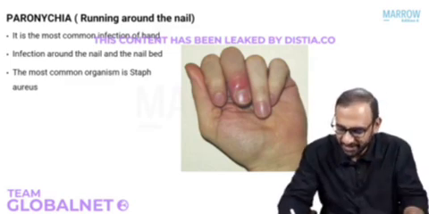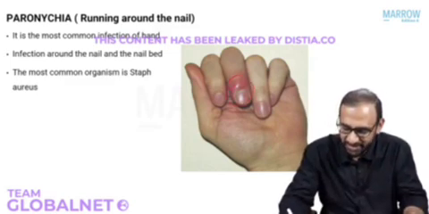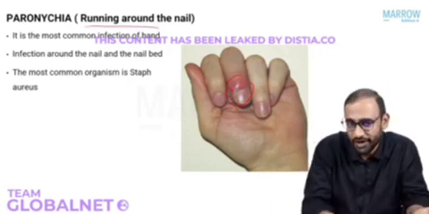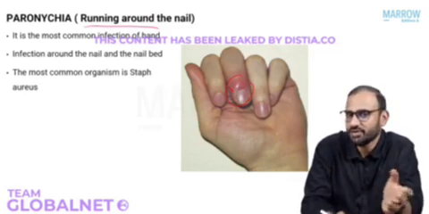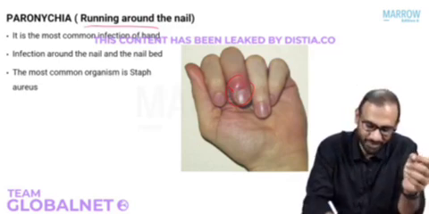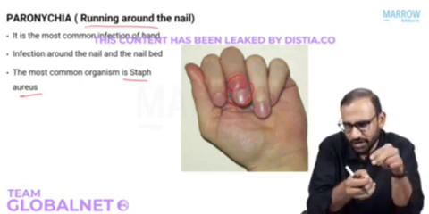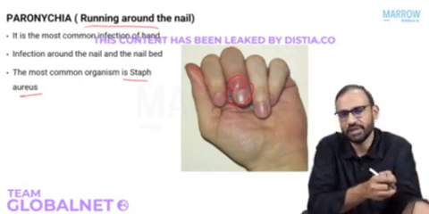You can clearly see that there is swelling and there is collection of pus here around the nail. This is known as paronychia. Running around the nail, it is the most common infection of the hand. Obviously, tell me what is the organism that is causing paronychia? The most common organism is Staphylococcus aureus. That's it. So infection running around the nail sometimes goes into the nail bed.